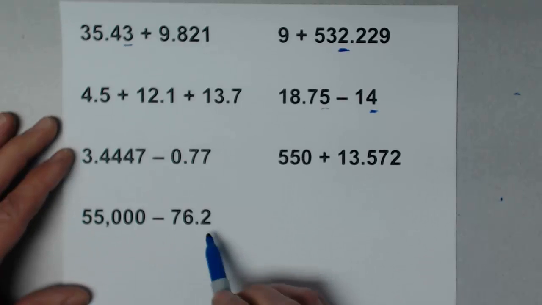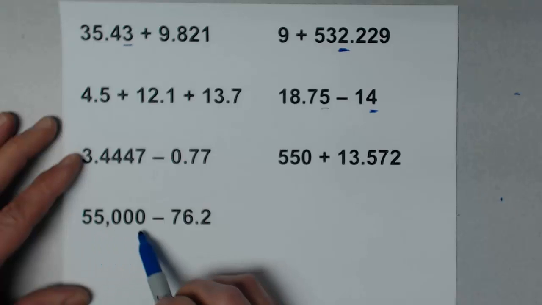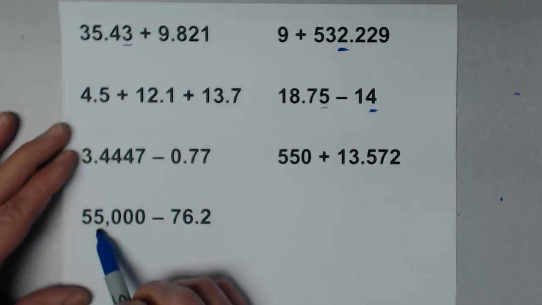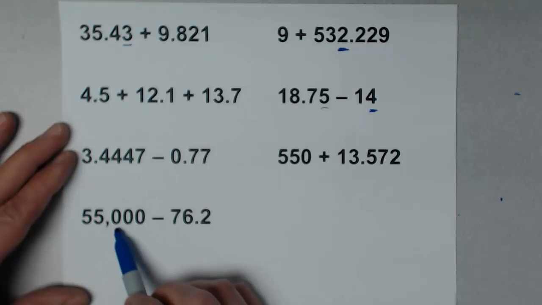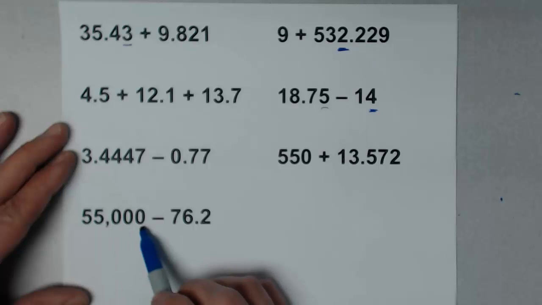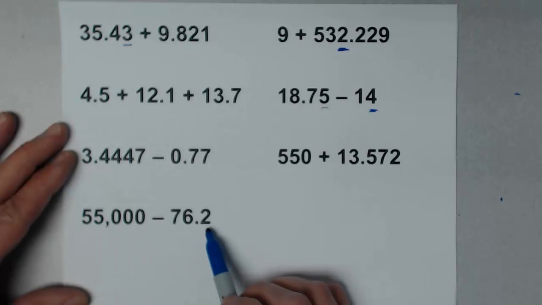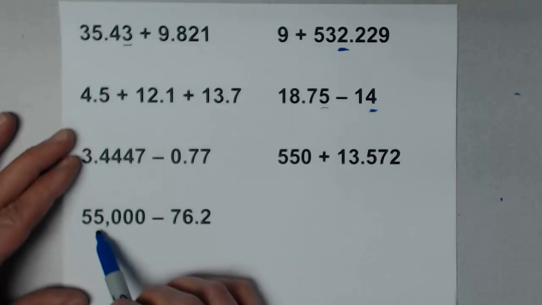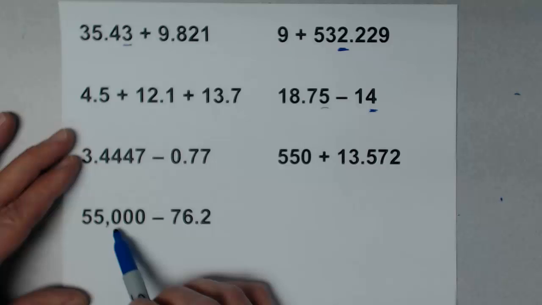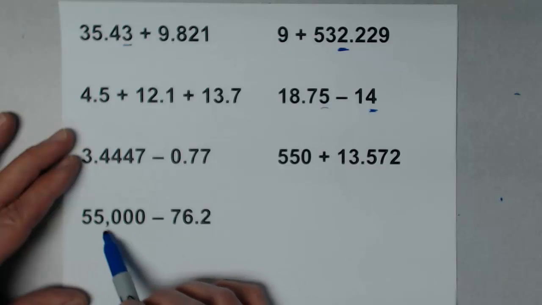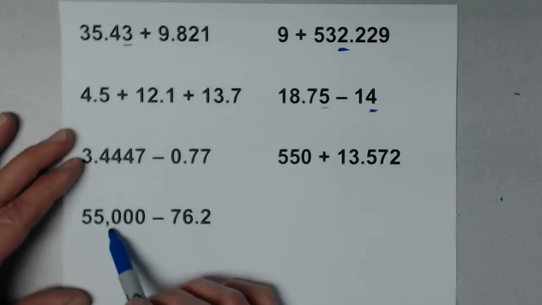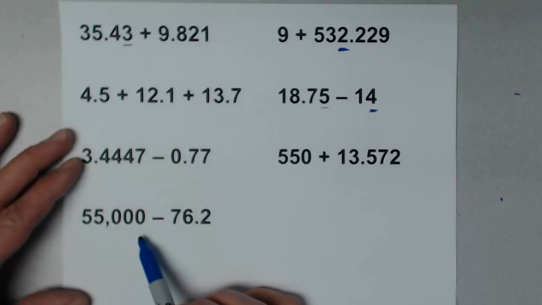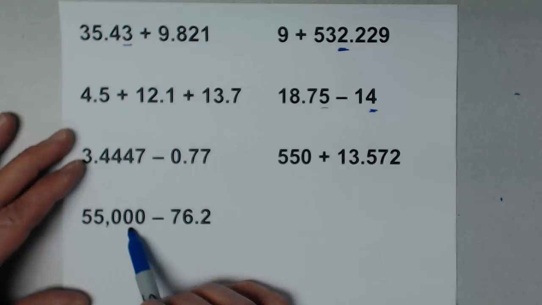This last problem down here, I've got 55,000. That's only precise to the nearest thousand. I can't count these as significant figures. I'm subtracting 76.2 from it. I can kind of do it in my head. If I do that subtraction, I'd end up with 54,900 and some, but I can only round that to the nearest thousand, and so the result of this subtraction is going to be 55,000, because none of these are significant figures.